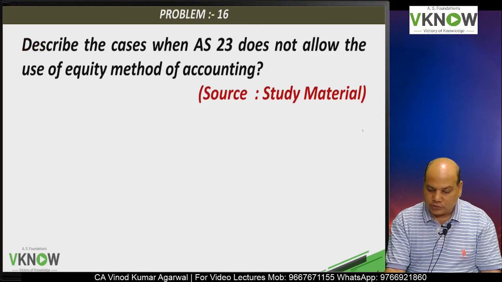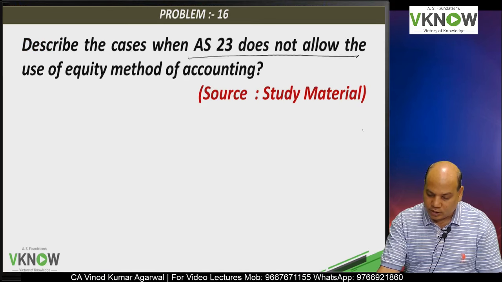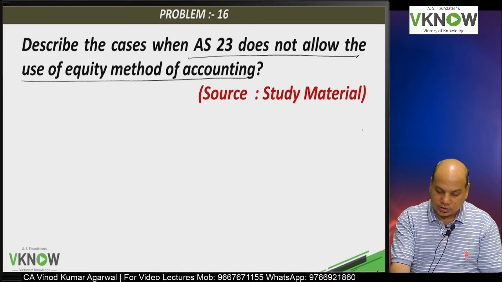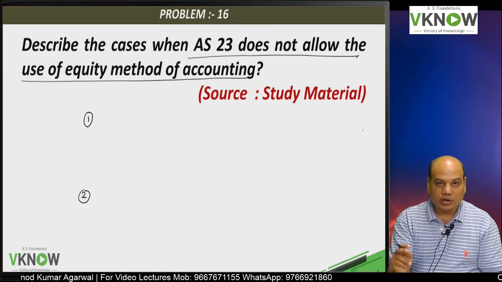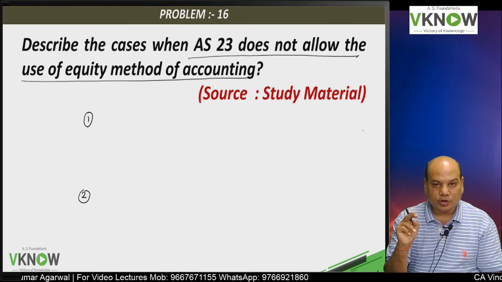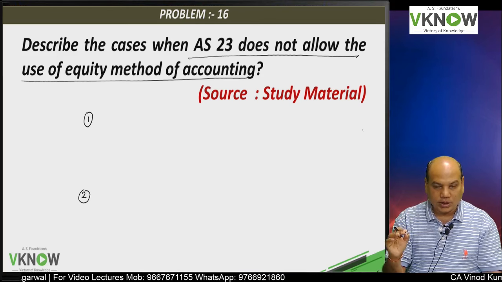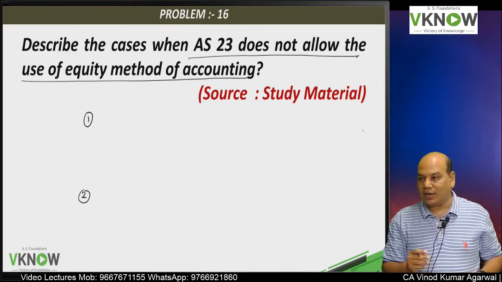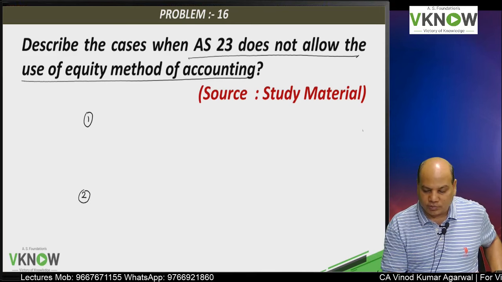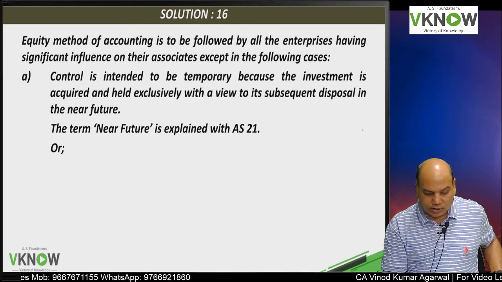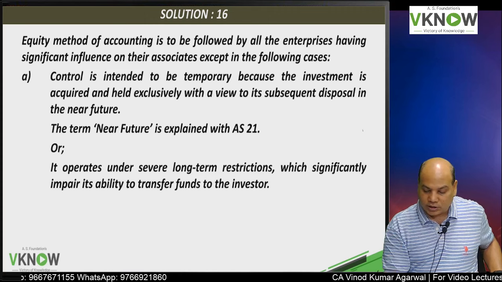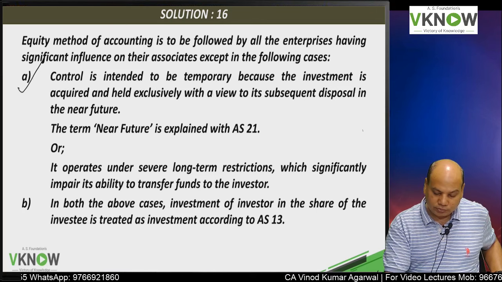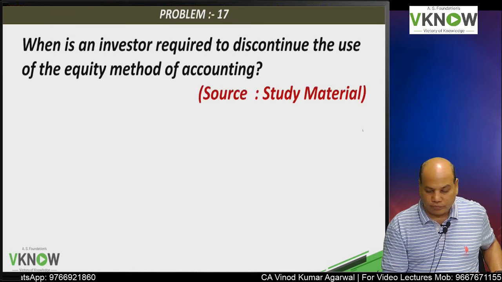Next question, number 16, is describe the cases when AS 23 does not allow use of equity method. This we have discussed. One is when the investment is acquired for disposal in near future, and second, when the associate comes under long-term restriction and it is not able to transfer funds to the parent. So that is the answer you have to write. This is a theory question. Tick mark for a 4-mark theory question. Question number 16. Already explained to you.